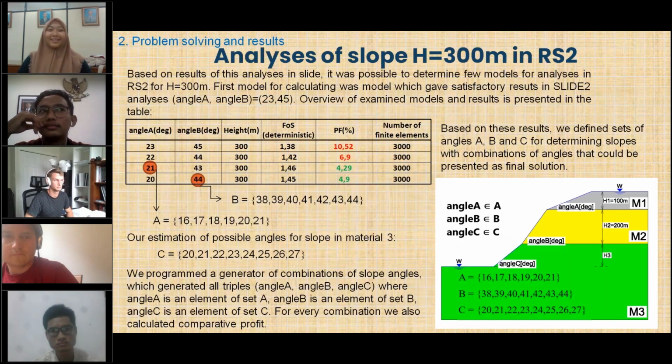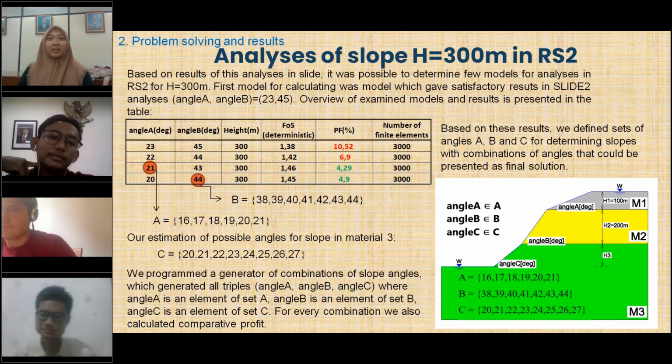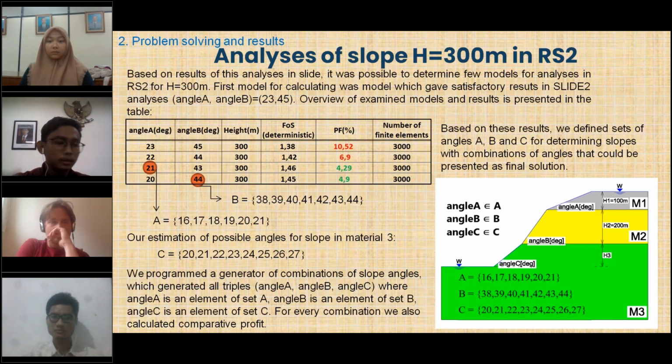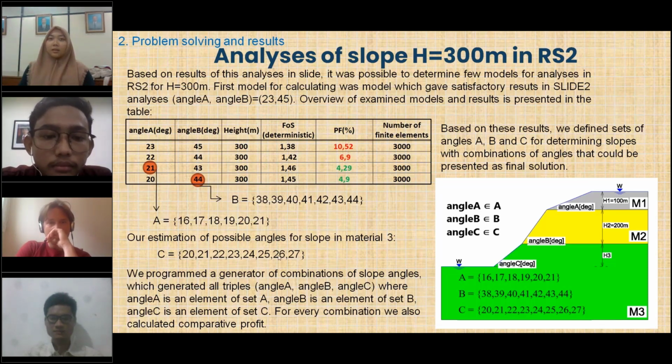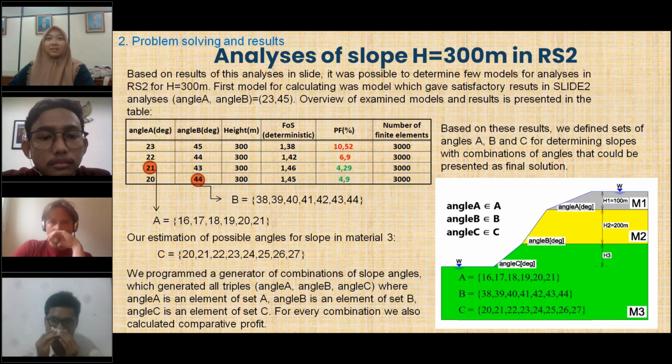In the next step, we used the RS2 program and the finite element method to determine slope angles that gave satisfactory results at the depth of 300 meters. Two combinations of angles gave stable slopes. We used these values to define sets of angles A and B as shown on this slide. Our estimation of possible values for angle C is also shown in this slide.